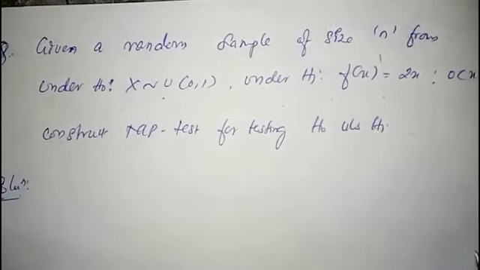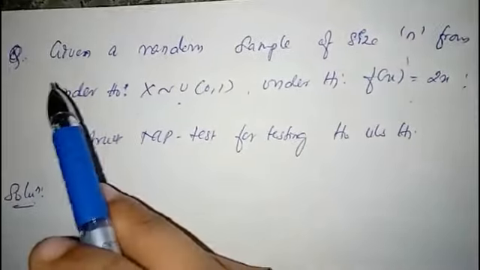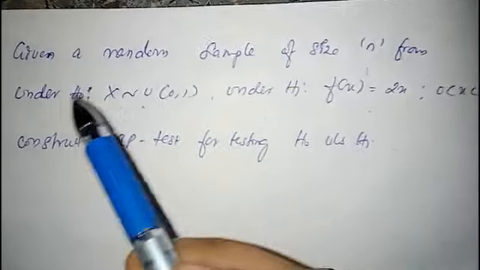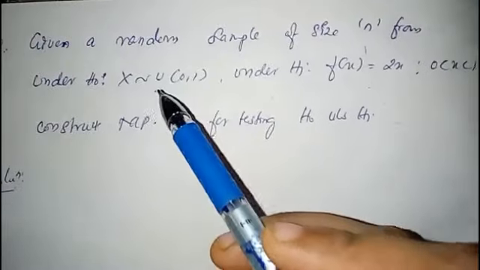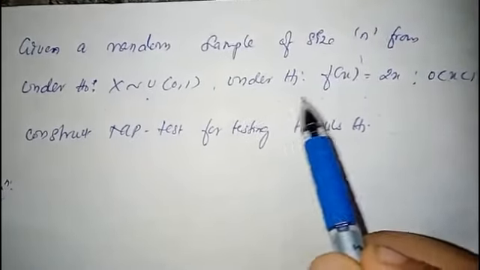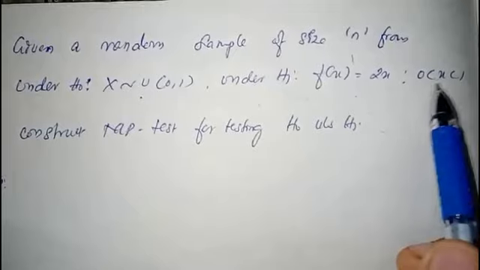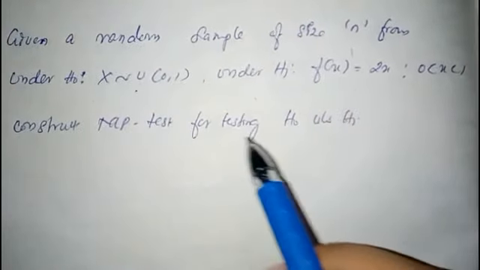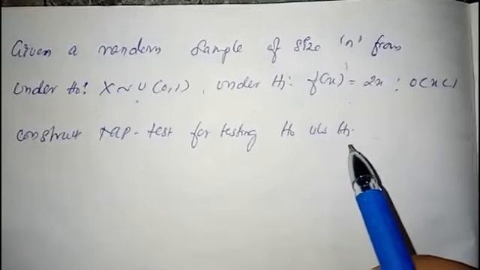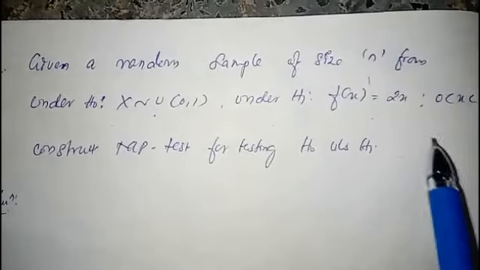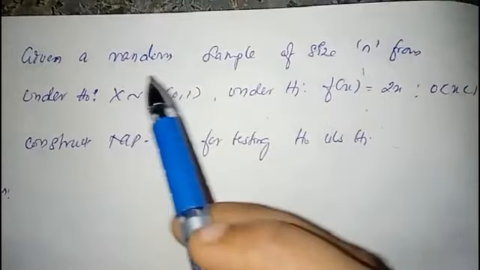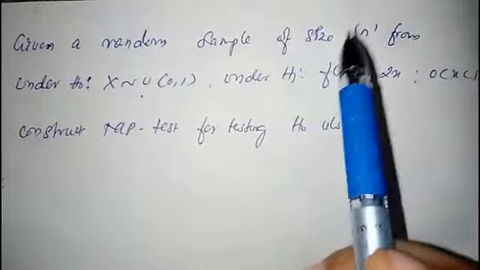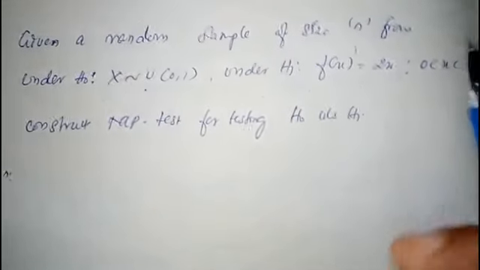Today we will solve two problems. Here is the first one. The question is: given a random sample of size n, under H0, X follows uniform(0, 1); under H1, f(x) = 2x for 0 < x < 1. Construct the most powerful test for testing H0 versus H1. So this is the question, right? In the last question, we took a sample size of 1, but here we are going to take sample size n.